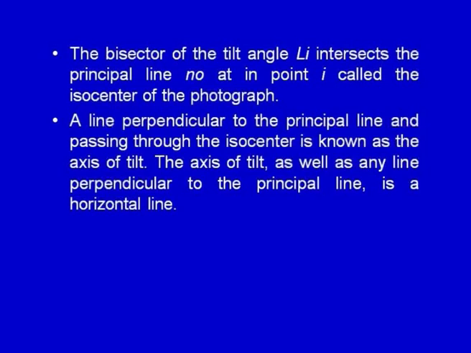The bisector of the tilt angle, that is L I, intersects the principal line N O at a point I, and it is called the isocenter of the photograph. A line perpendicular to the principal line and passing through the isocenter is known as the axis of the tilt. The axis of the tilt, as well as any line perpendicular to the principal line, is a horizontal line.